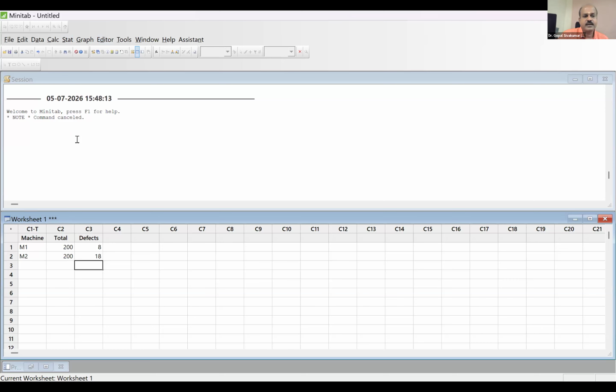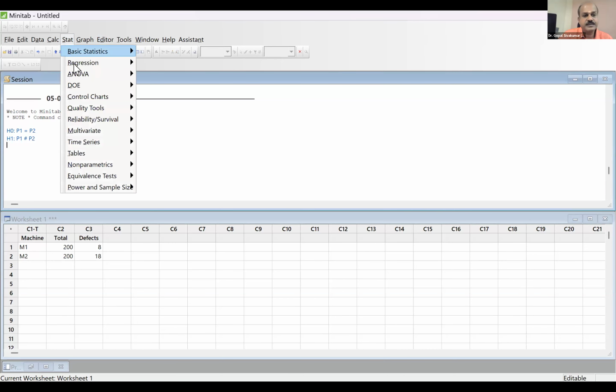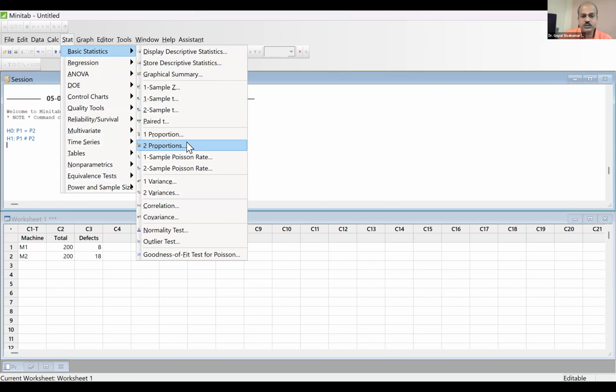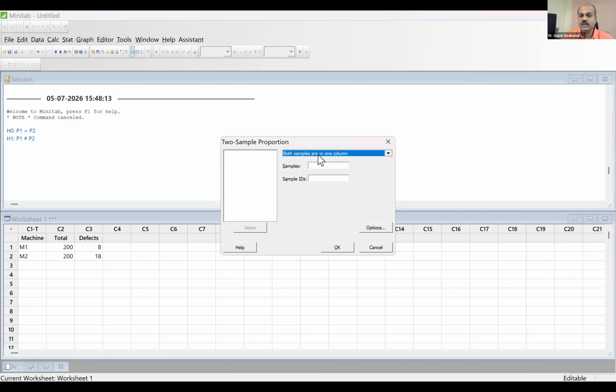So this is a case. Here the null is P1 equal to P2. What is alternate? P1 is not equal to P2. Very good. Now go to Stat, go to Basic Stat. There is Two Proportions test. Click that. Now, both samples are in one column, but in our case, only summary is available. What is sample 1? Sample 1 is machine 1, 8 out of 200.